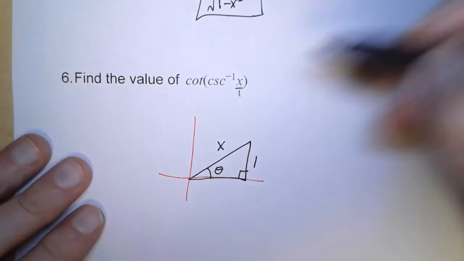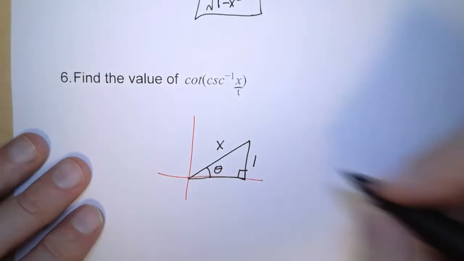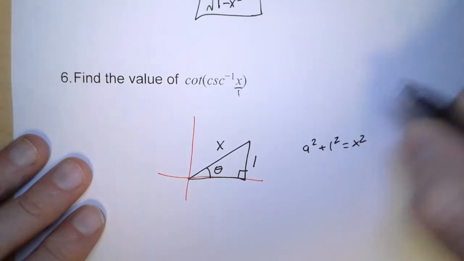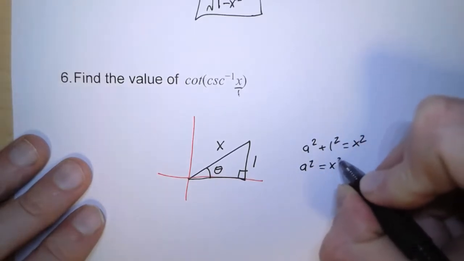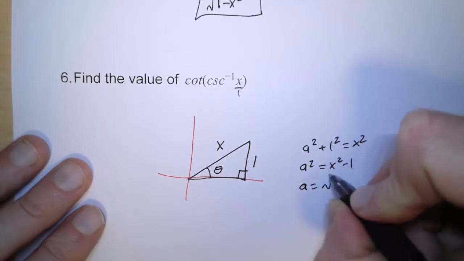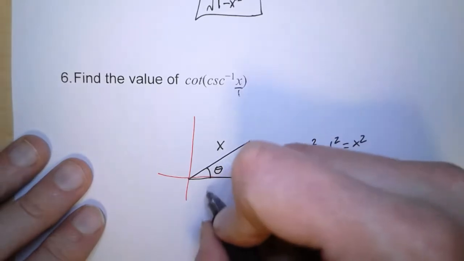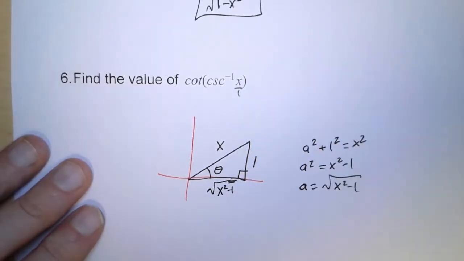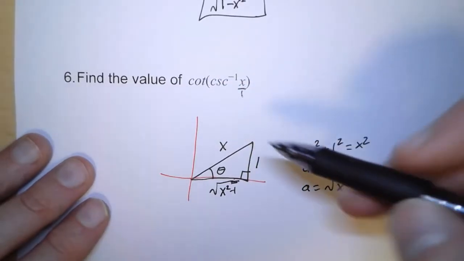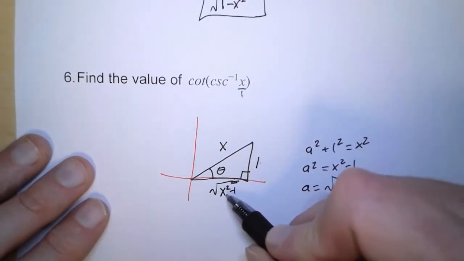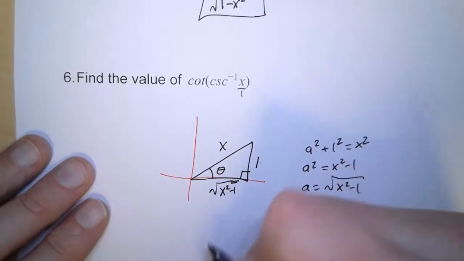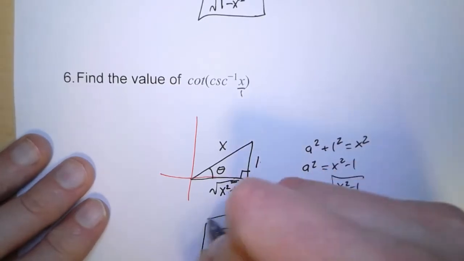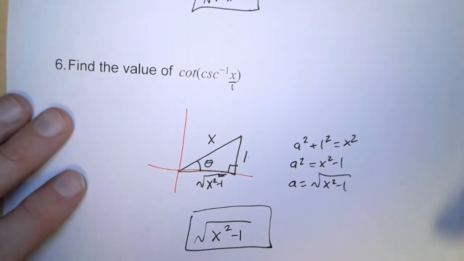And we want to know what is cotangent of this angle. So we need this side. We use the Pythagorean theorem again. A squared plus 1 squared equals x squared. So a squared equals x squared minus 1, and so a is going to equal the square root of x squared minus 1. And so there is the length of our adjacent side. Cotangent is tangent upside down, and tangent would be opposite over adjacent. So cotangent is adjacent over opposite. And so we get square root of x squared minus 1. Literally it's over 1, but no need to write that. Doesn't change it.